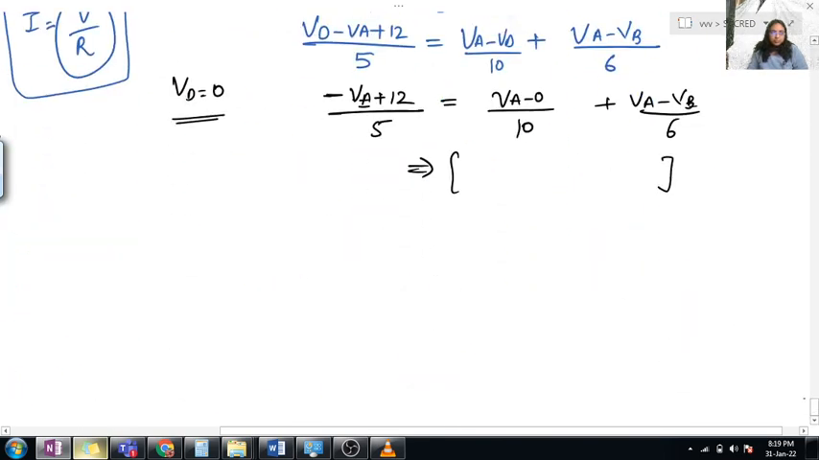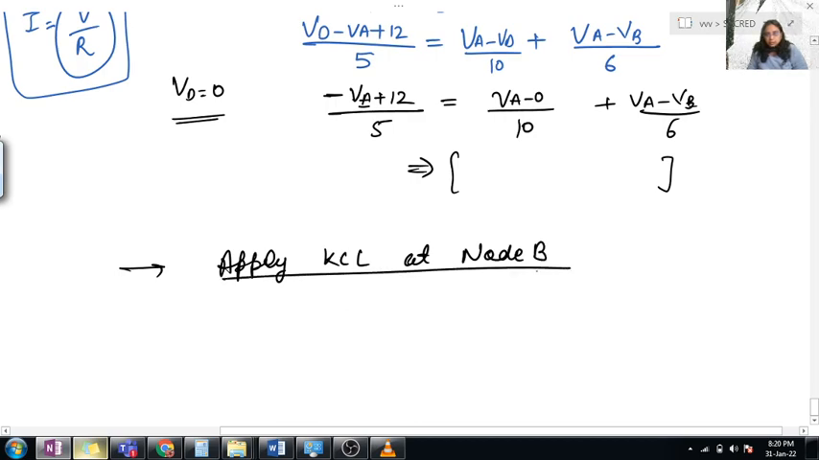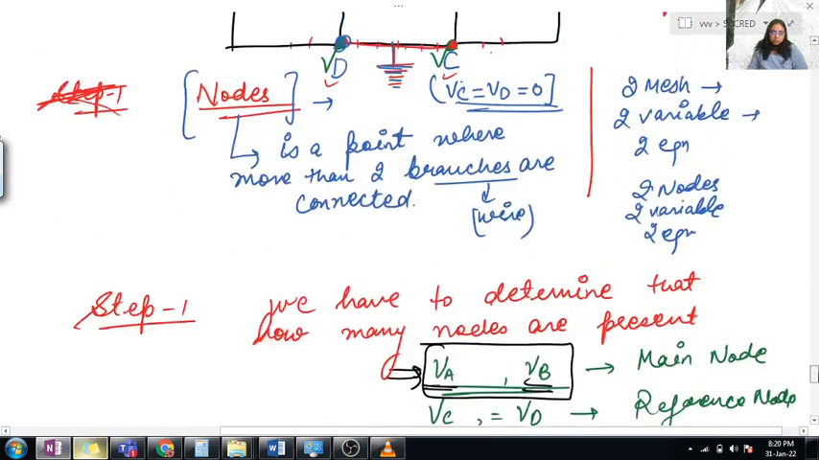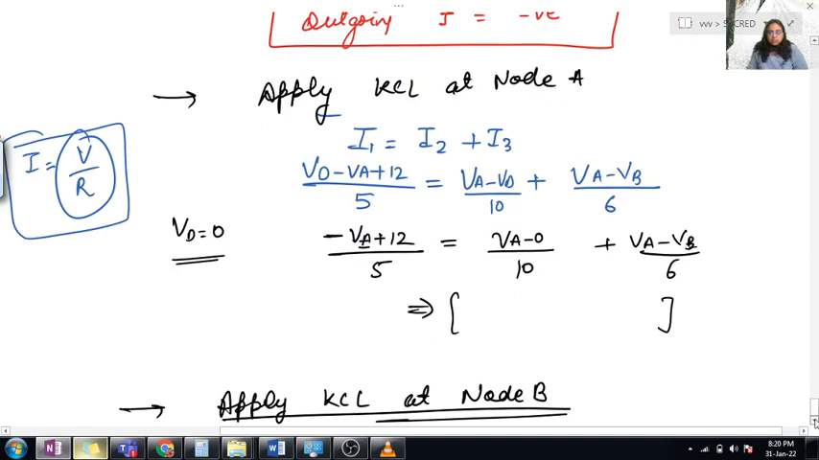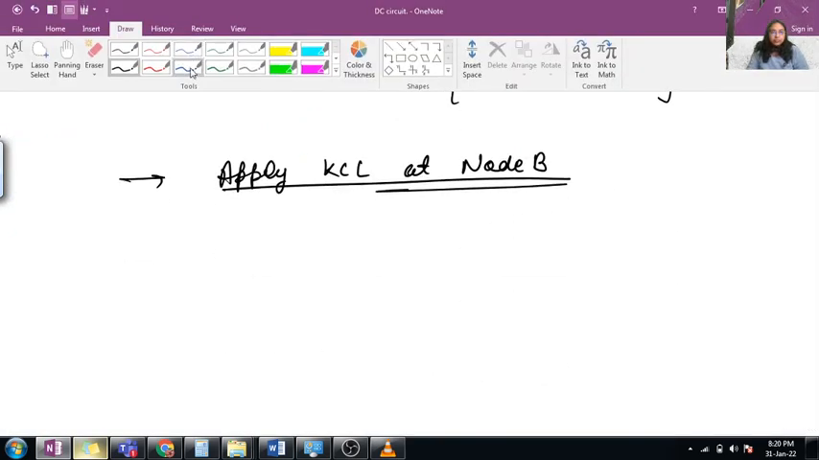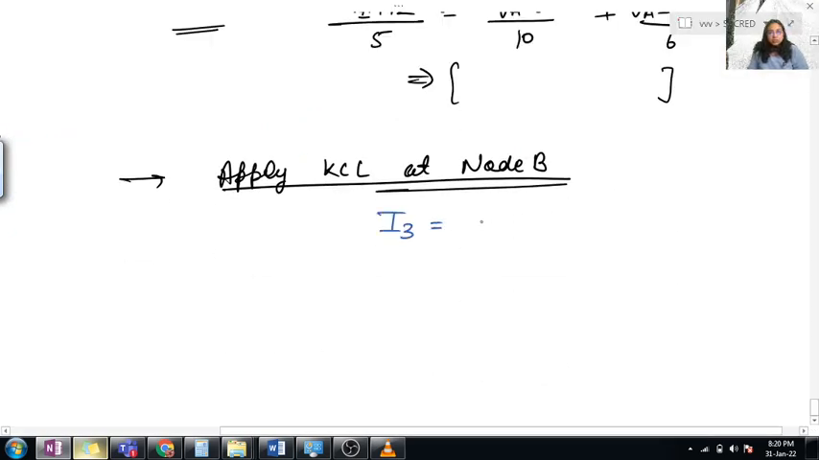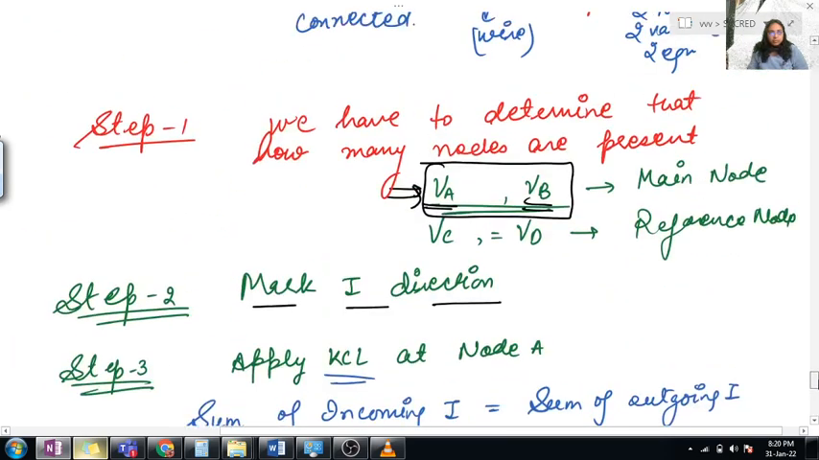Okay, same. Next, apply KCL at node B. Then the answer would be: incoming current is I3 and outgoing currents are I4 and I5, right? So that would be I3 is equal to I4 plus I5, right?